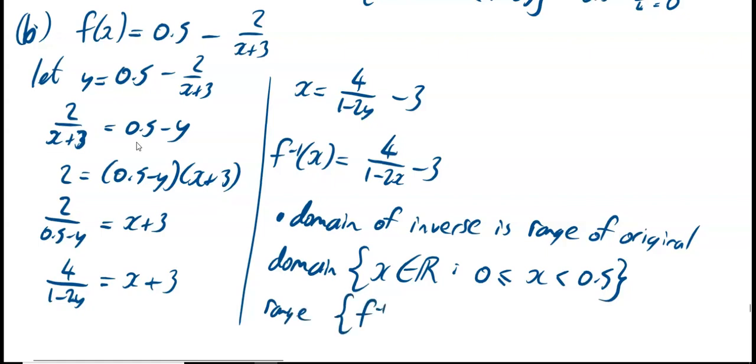So the range of the inverse of f belongs to the set of reals such that f to the minus 1, the inverse of f, is greater than or equal to 1. So if you remember back to the domain of my example earlier on, my original f, it was x greater than or equal to 1. So that's why the range of our inverse f to the minus 1 is greater than or equal to 1. And that's that example done.